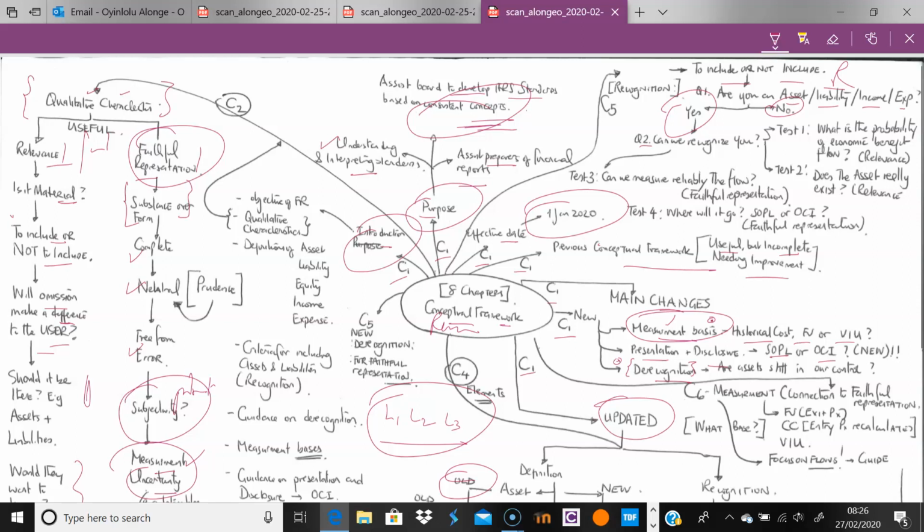So question 2, now that we know you're one of these, you're relevant, can we recognize you? So again, like I highlighted, test 1, what is the probability of economic benefit of flow? Relevance. Does the asset really exist? Can we measure reliably the flow? Faithful representation. And then finally, where will it go? Statement of profit or loss or other comprehensive income? Faithful representation. So you can see how all of this ties in together.